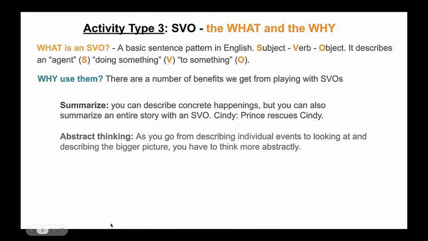Another benefit is to improve our abstract thinking. As you go from describing individual events to describing the bigger picture, you have to think more abstractly. To get all of this content, like an entire story, into those 3 words, you can't do it in a concrete way. You have to think in abstract terms.